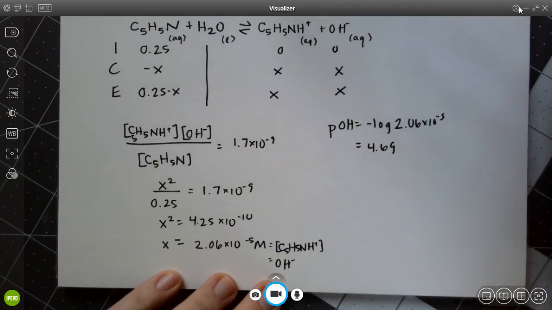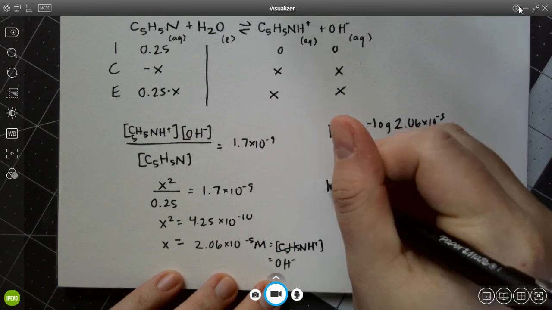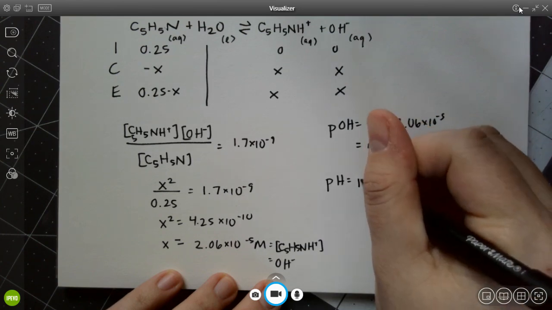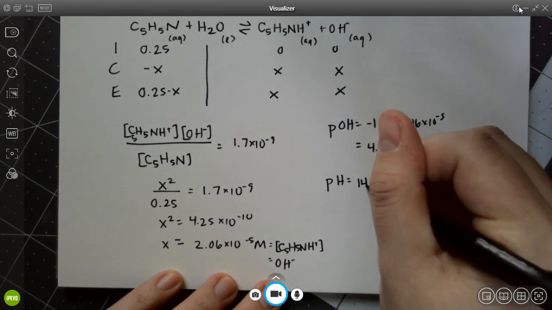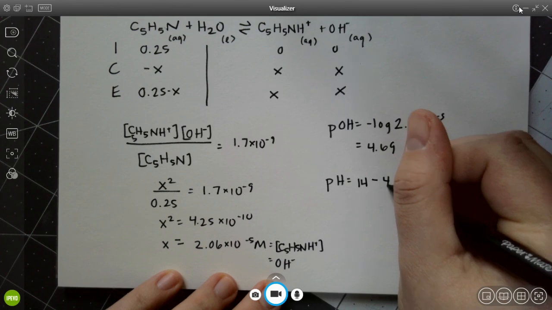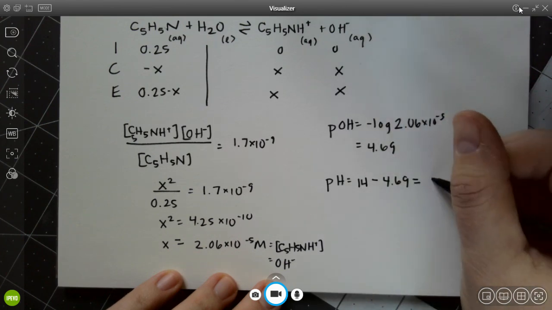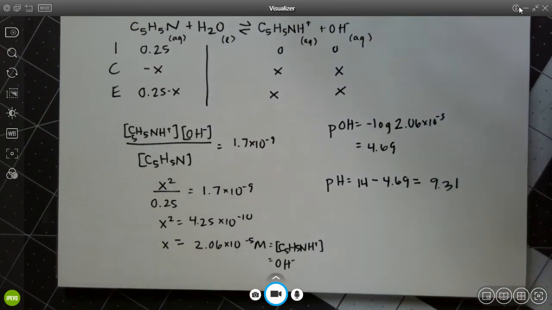I'm going to put that into my calculator. And if you remember, pH and pOH have to add up to 14. So if I want to find my pH from my pOH, I'm going to take 14 minus 4.69, and that's going to give me my pH, which is 9.31. And if you think about it, that should make sense because you have a base. A base should have a pH above 7, and so our pH is 9.31.